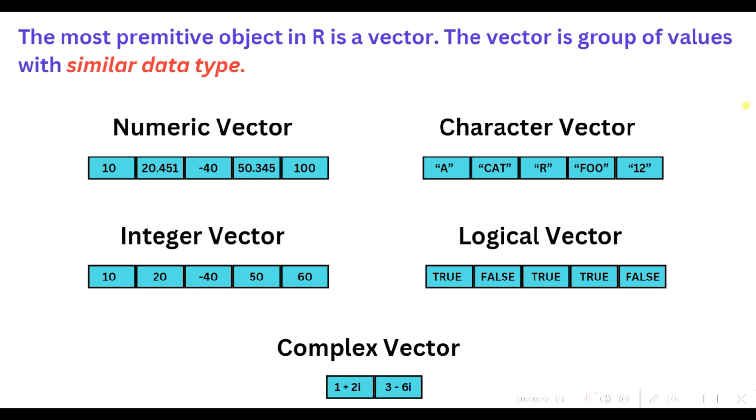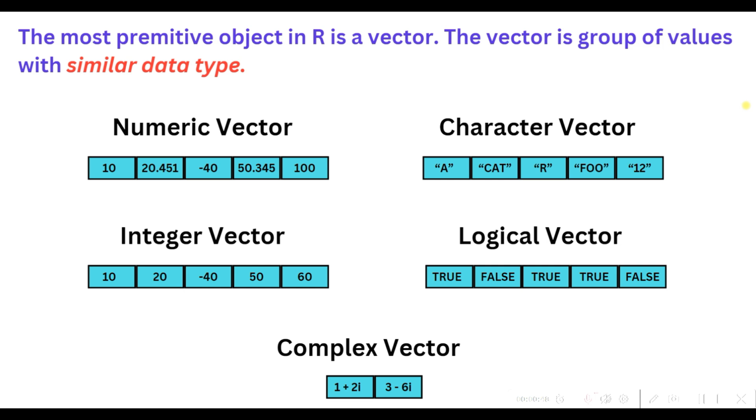The most primitive object in R is a vector. A vector is a group of values with a similar data type. For example, a character vector will have all character elements in it. A numeric vector will have all numbers in it.